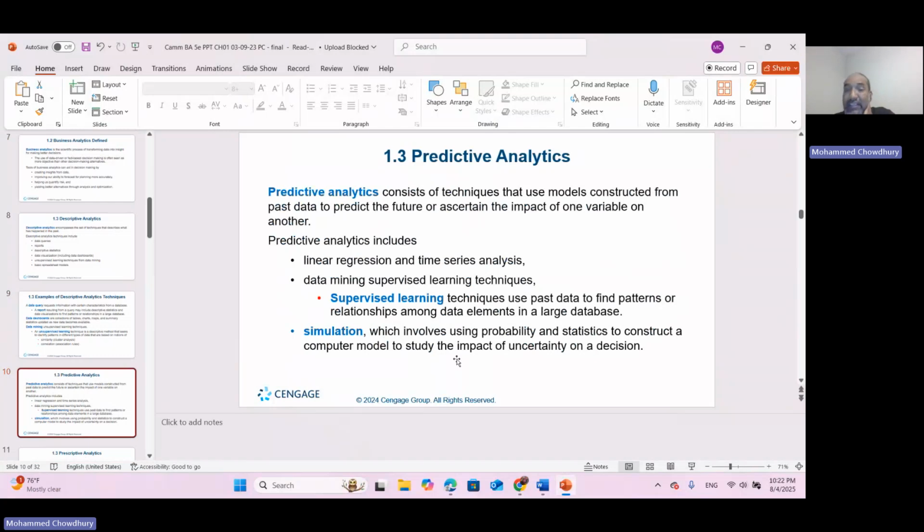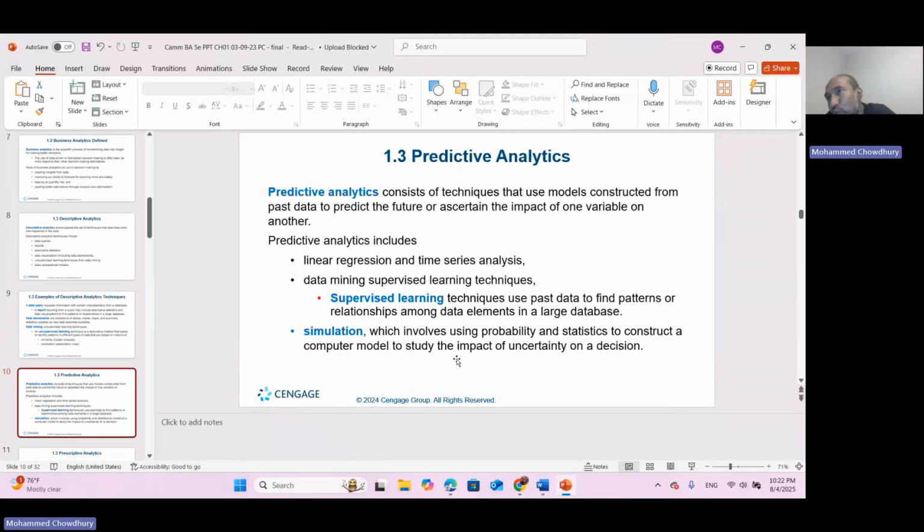So in the business analytics too, we will learn this predictive modeling. But here I just want to explain what is predictive analytics. Predictive analytics means you are predicting one variable with respect to another variable. So linear regression and time series will be discussed, and data mining, supervised learning techniques.